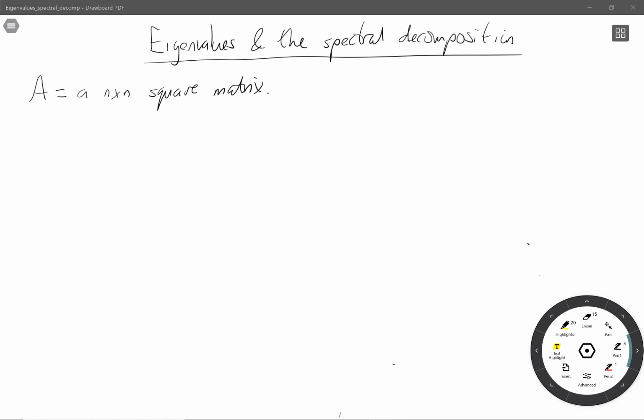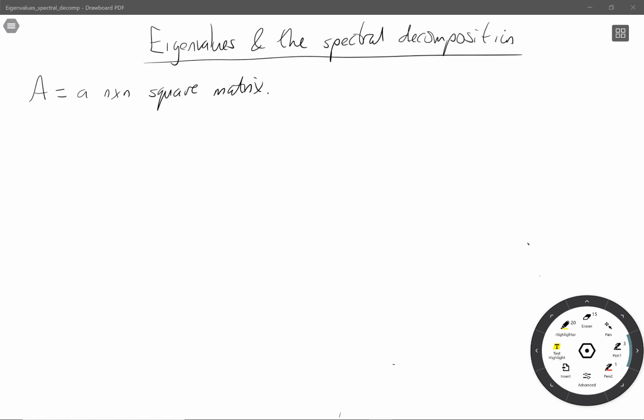Okay, so this short video is on eigenvalues and the eigen decomposition, or what is sometimes called the spectral decomposition of matrices. So let's start with what eigenvalues are. This should be familiar to all of you, I hope.